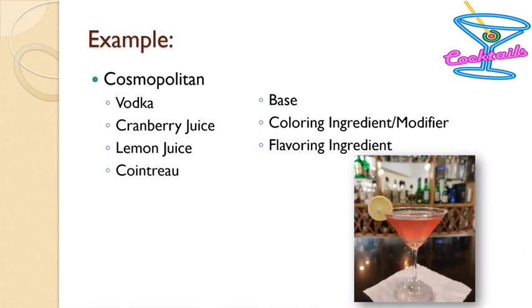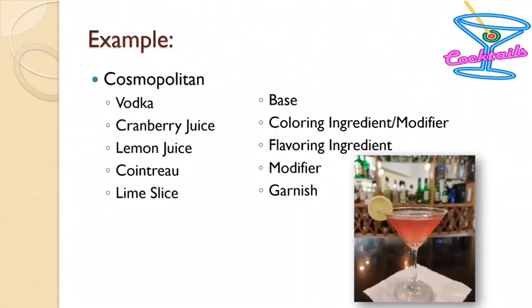The next ingredient used in making Cosmopolitan is Cointreau. Cointreau is a modifier. Cointreau is a liqueur which is orange flavored. This orange flavored liqueur gives a slight hint of orange to that particular cocktail. Hence, this Cointreau is termed as a modifier. Next, last but not the least, is the lime slice, which you can see on the cocktail. Obviously, that lime slice is the garnish of the cocktail.